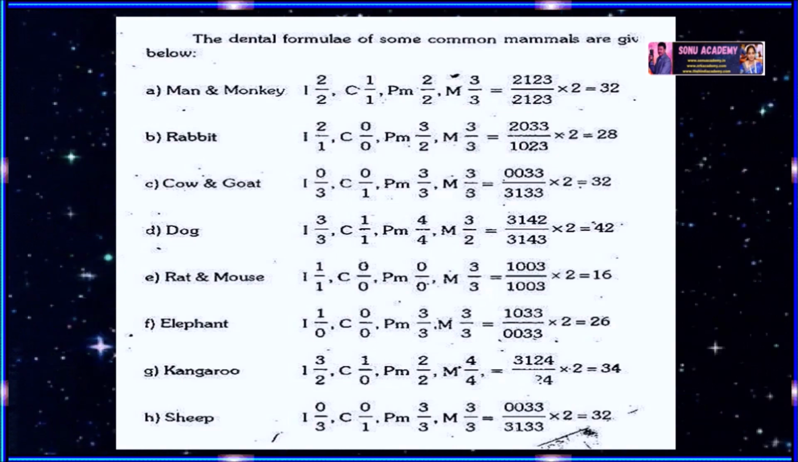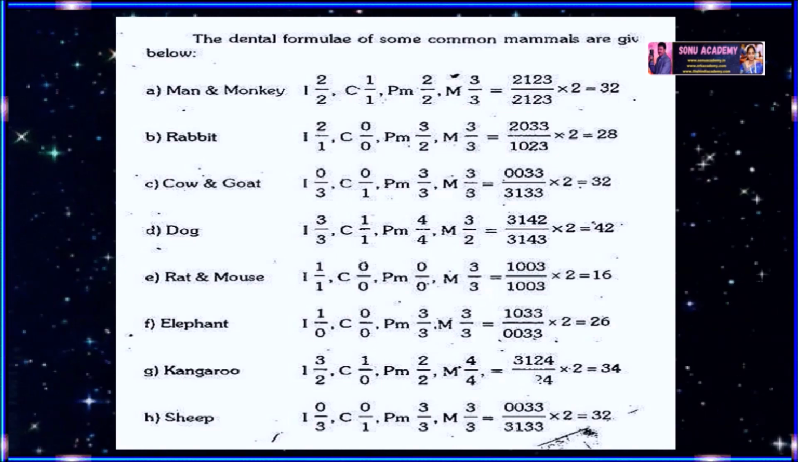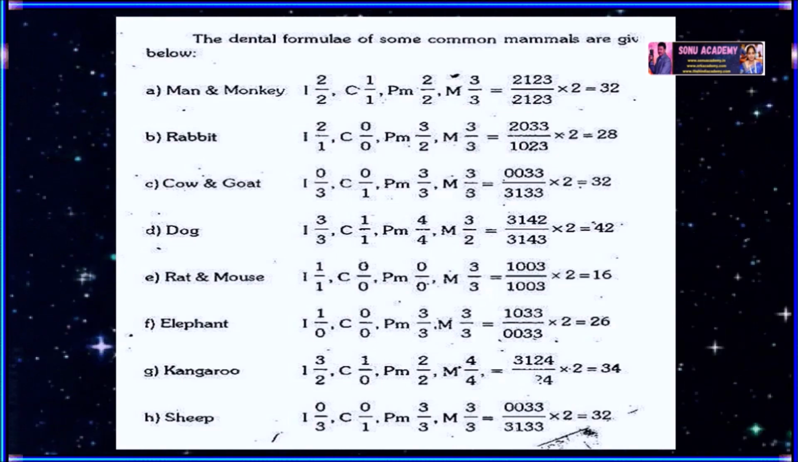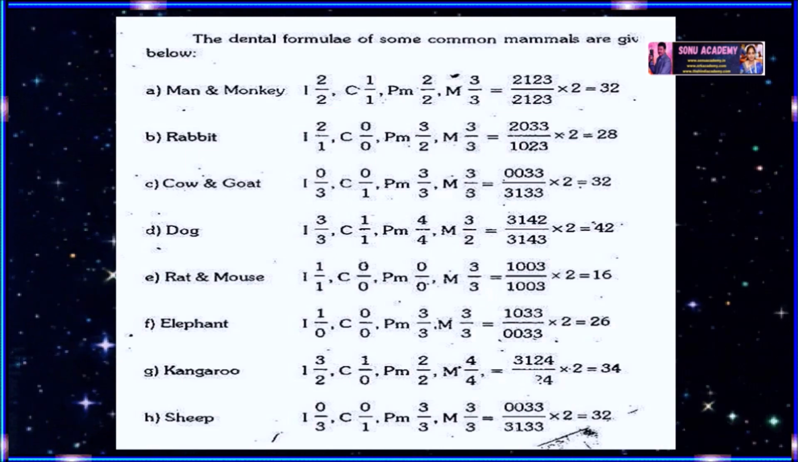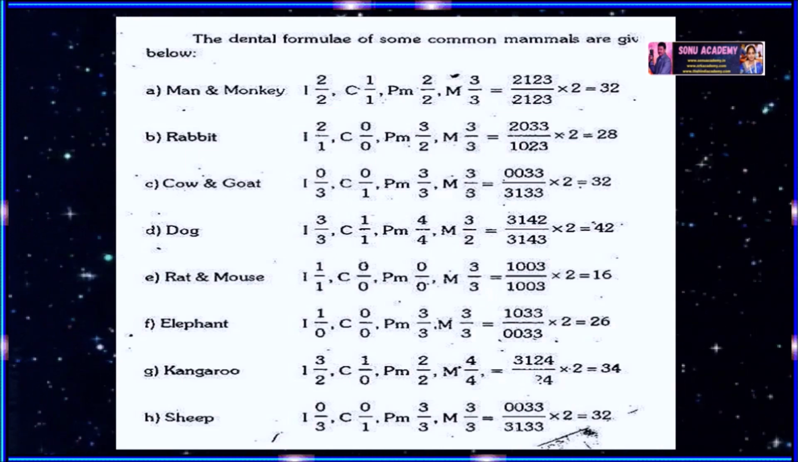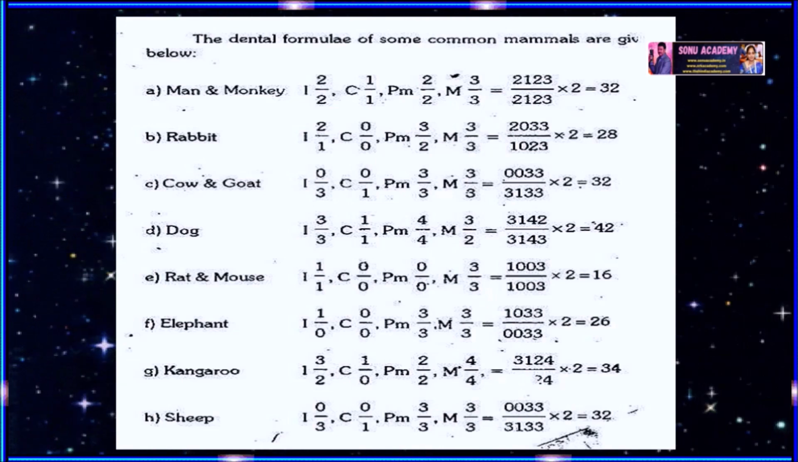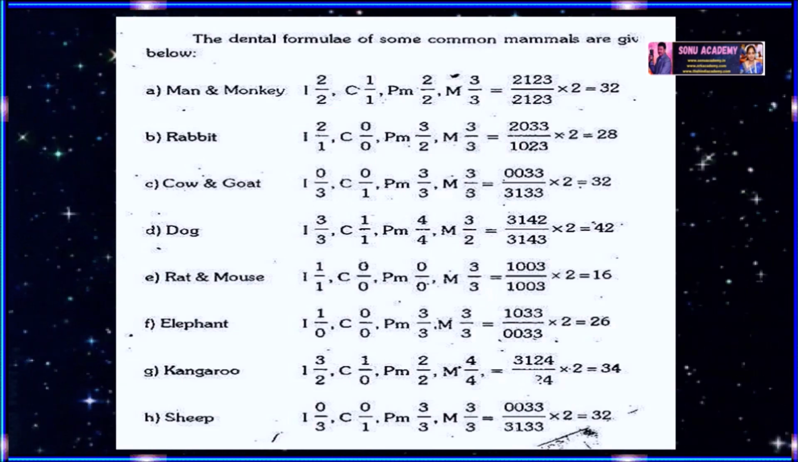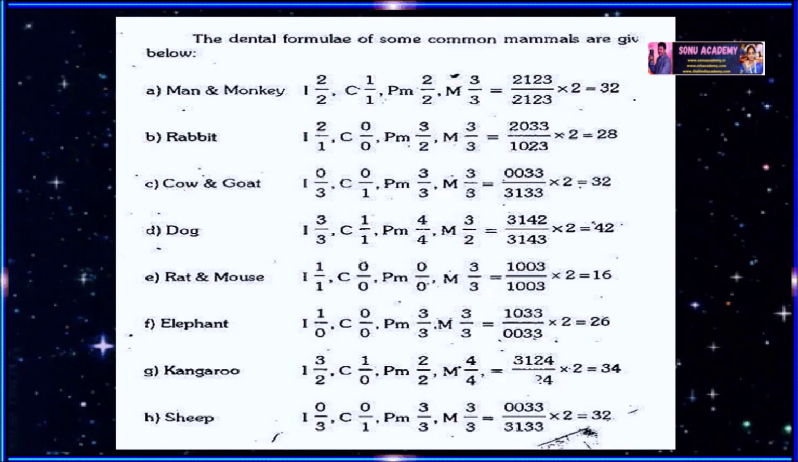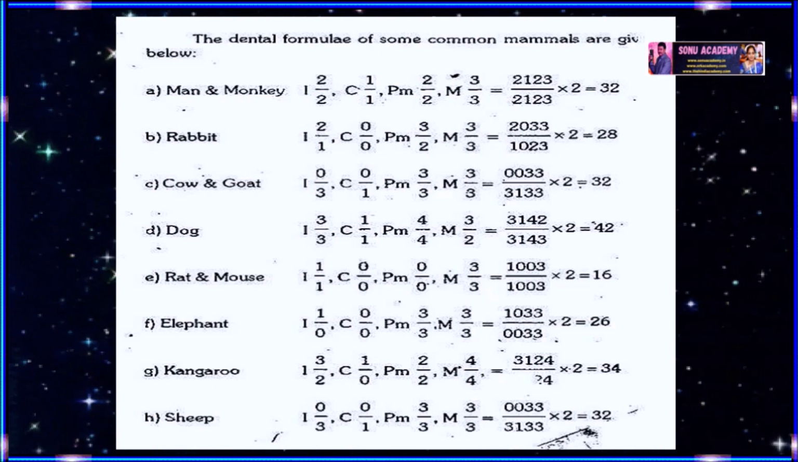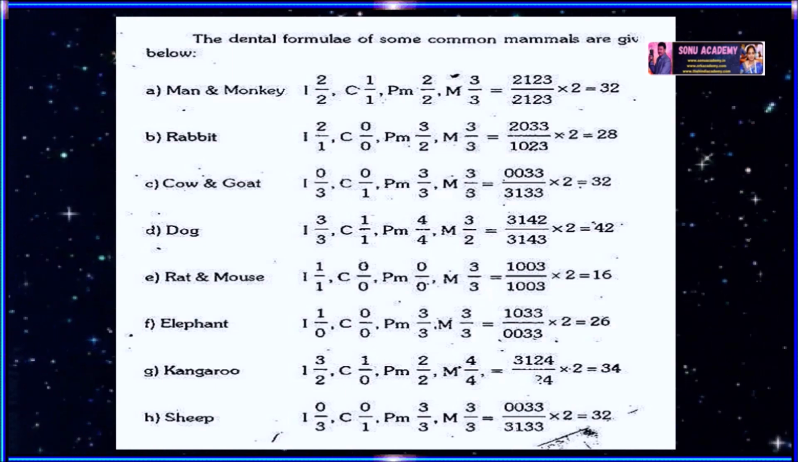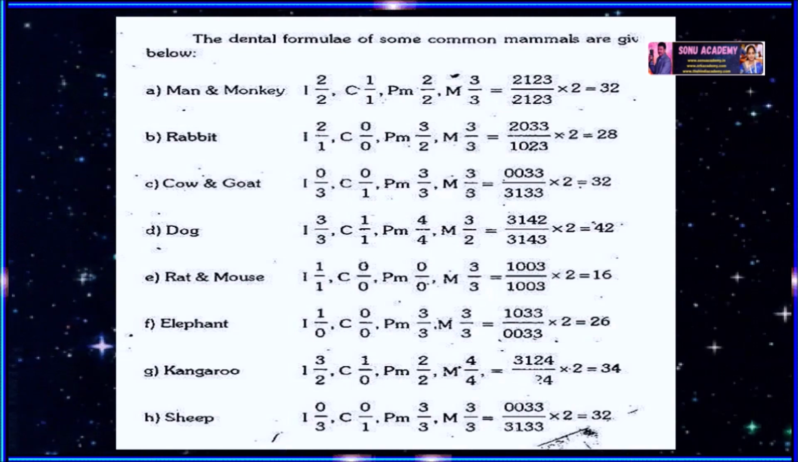Now let us see the dental formula in dogs. Dogs have incisors in both sets 3 by 3, canines 1 by 1, premolars 4 by 4 and molars 3 by 2. So the dental formula is 3142 by 3143 into 2, meaning 2 sets, which represents a total of 42 teeth.